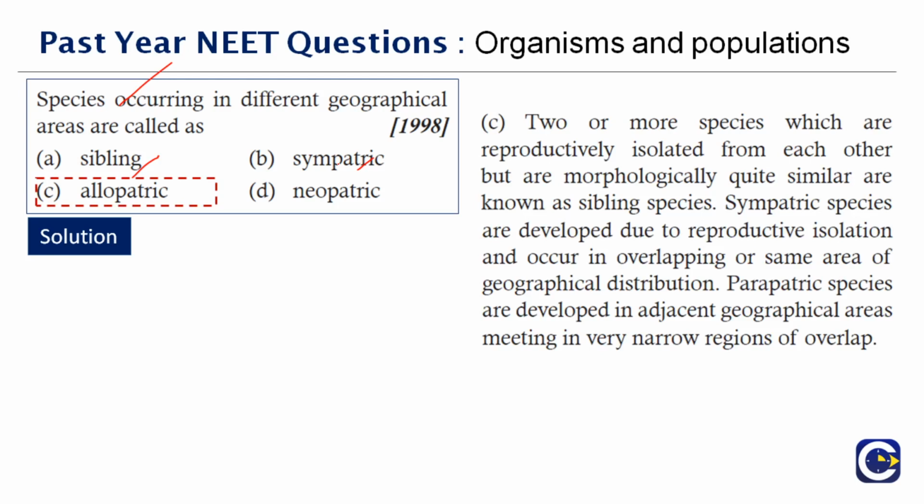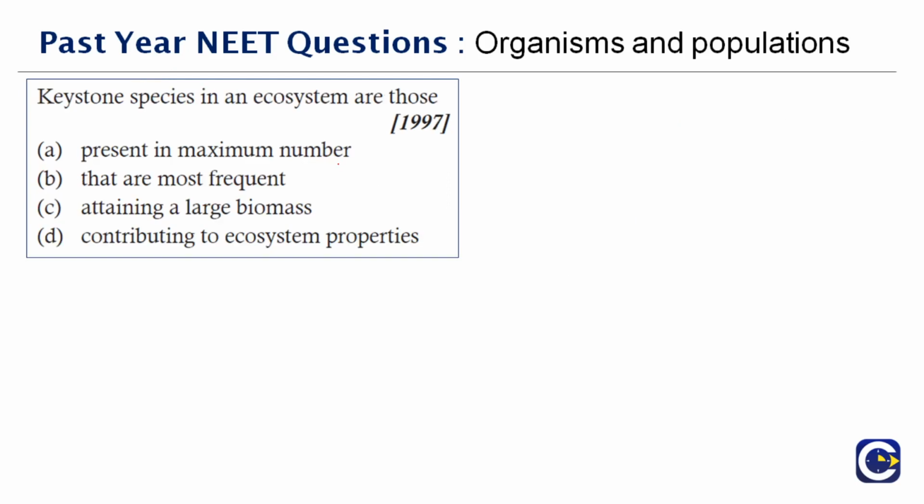Parapatric species are developed in adjacent geographical areas meeting in very narrow regions of overlap. So I've given you the explanation for each term. You should know what this is, otherwise you will not be able to choose the answer. Right? Next question here.